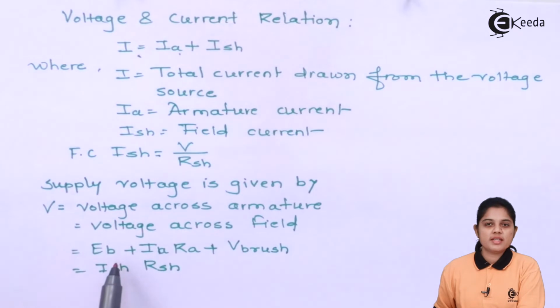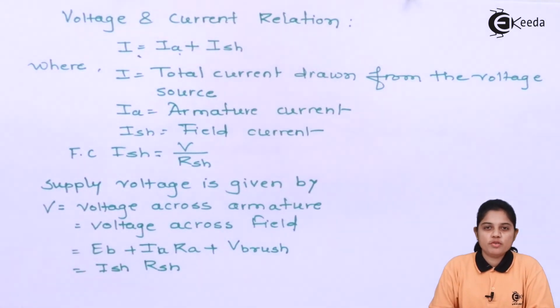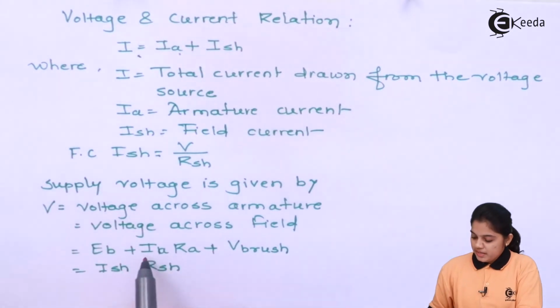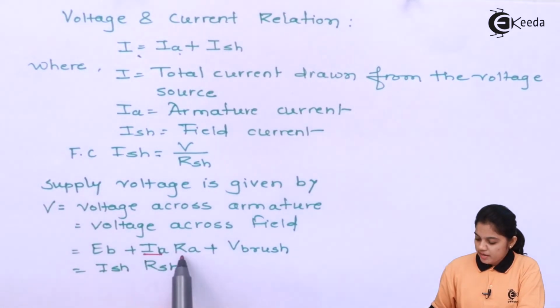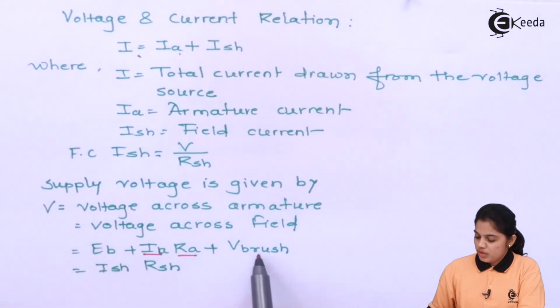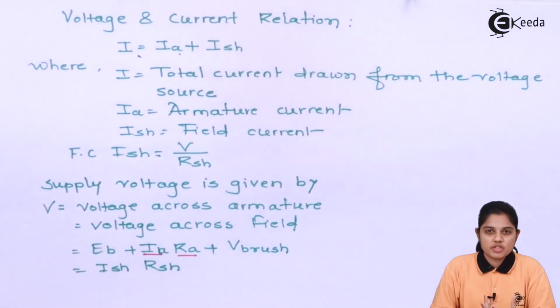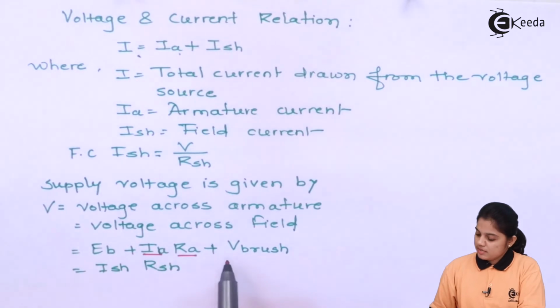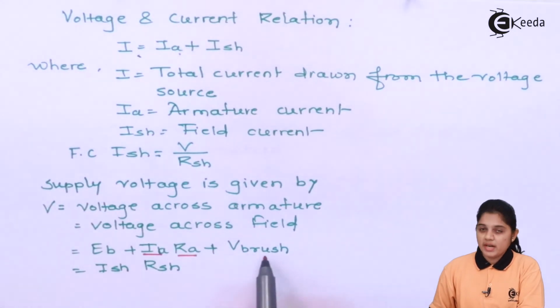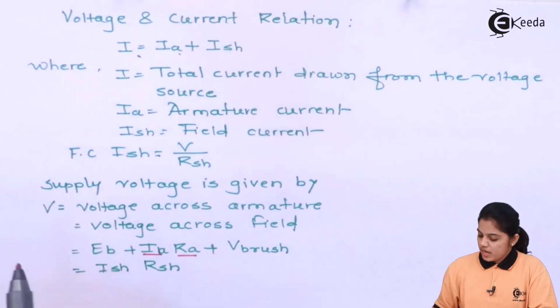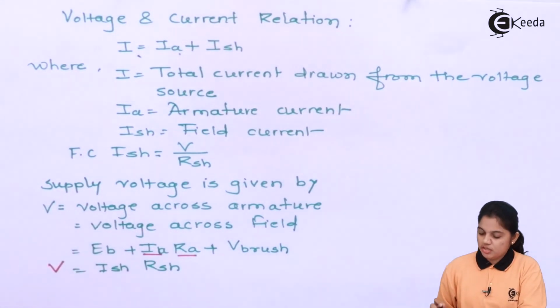So you can write EB, the back EMF produced at the armature winding, plus the voltage drop across the armature winding, which can be written as IA into RA, where IA represents the armature current and RA represents the resistance of the armature, plus V brush. Now we are talking about motors which have brushes. When we have brushes, there is always a voltage present across the brushes, so we have to consider it. Here in this equation, along with the EMF and voltage across the armature, we have considered the voltage across the brushes, but this value is negligible, so it can be neglected. So at the end you will get voltage is equal to ISH into RSH.